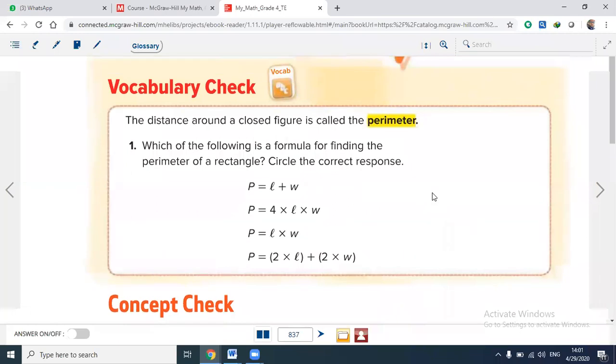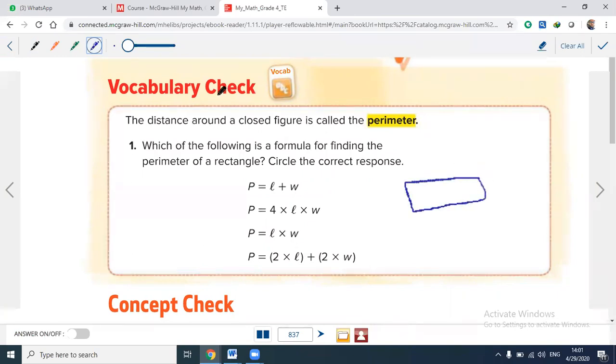Length plus width. Okay, Muhammad, if you remember the rectangle, for example, a rectangle like this, it has two dimensions, length and width, right? If I have this length, this is another length. If this is the width, so I will have another width. Two lengths and two widths. So which of these formulas gives us two lengths and two widths? Here I have only one length and one width, right?